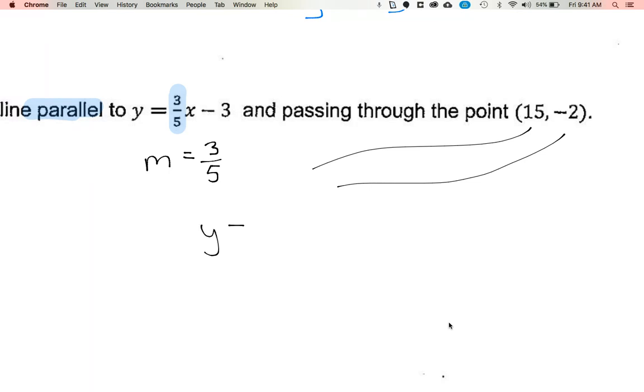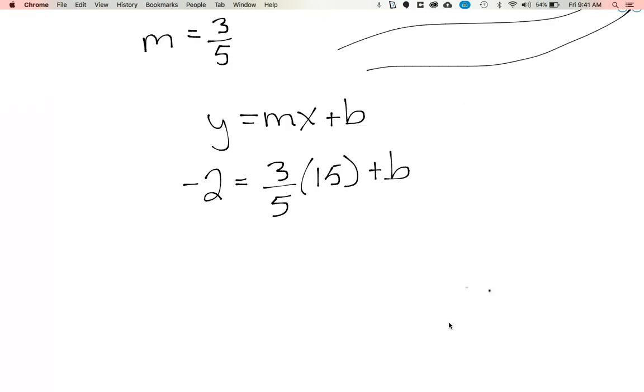So for y equals mx plus b, the y value is -2. The m value is 3/5. The x value is 15 plus b. So the way that I do this is I do 15 divided by 5 is 3. And then 3 times 3 is 9.